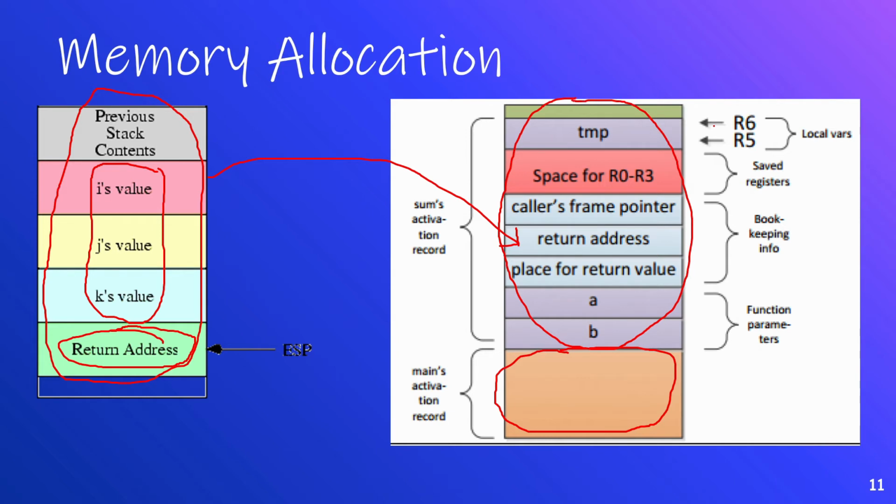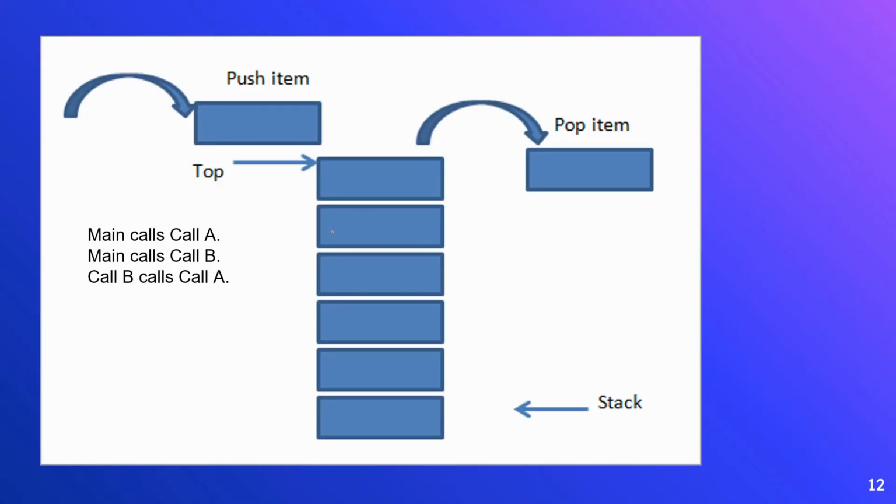Okay, so let's dig deeper and use an example. As you can see here, a blank stack, a sample stack, and an example of the program. See here, main calls call A, main calls call B, and call B calls call A. Okay, so let's start with main. Main will be pushed to the stack. Okay, main, it's readable.